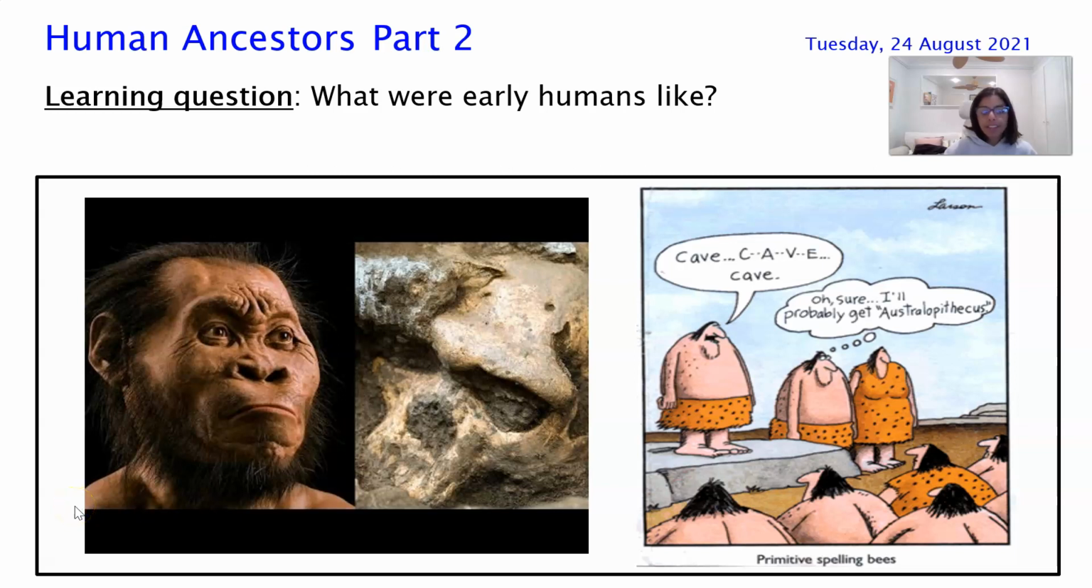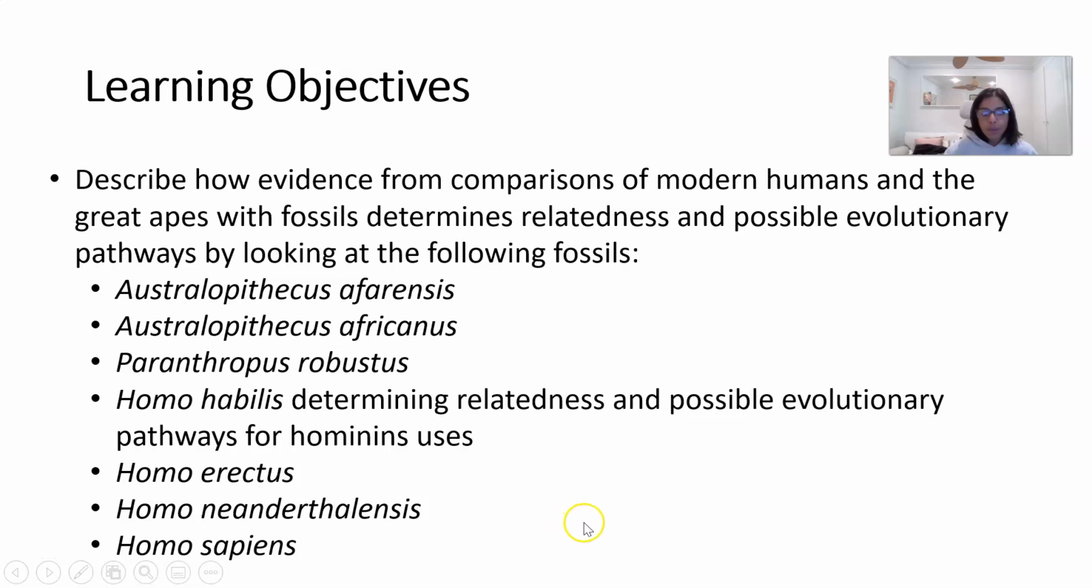Welcome back to the second in this series of videos looking at early hominins and human ancestors. In the last video, we looked at the first three, so Australopithecus afarensis, Australopithecus africanus, and Paranthropus robustus. In this video, we're going to be looking at the early Homo species that were Homo habilis, erectus, neanderthalensis, and then finally Homo sapiens, that's modern humans.